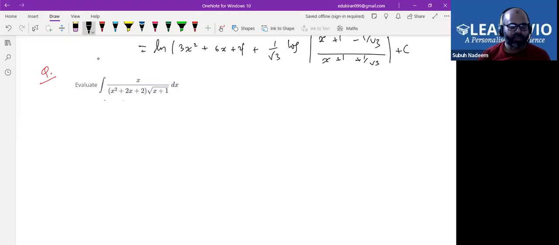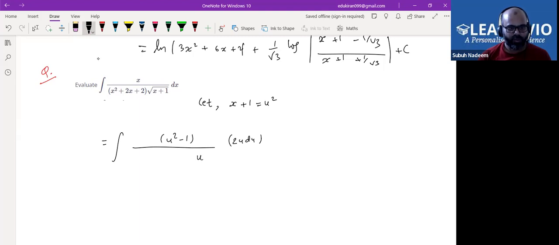Okay. So let us see this question. What we have to do here, we will let x plus 1 is equal to u square. So in that case, x will be u square minus 1 and dx will be 2u du. And root over x plus 1 will be u. And here x square plus 2x plus 2 is actually x plus 1 whole square plus 1. So it is u to the power 4 plus 1.